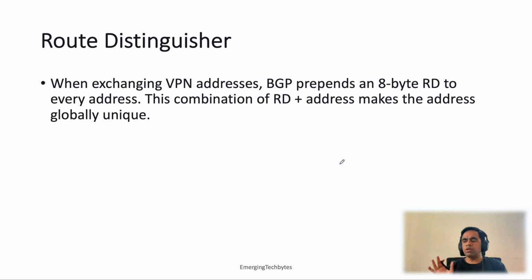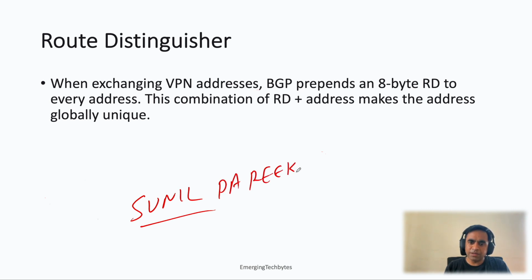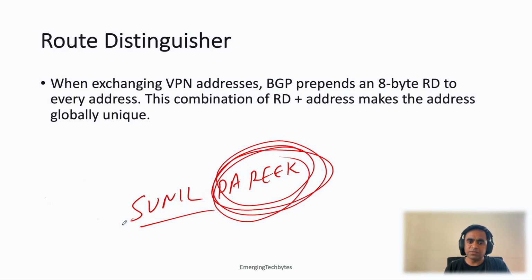Now let's talk about route distinguisher. To give you a very simple example of a route distinguisher, let's say there are two Sunils in a class. You come into the class and you call Sunil. I will raise my hand, the other person will raise his hand as well. But if you add a suffix, Sunil Pareek, I will only raise my hand, right? So you are adding this additional information, this suffix, or it can be a prefix as well, something that makes my name unique in that whole class. That is what your route distinguisher is. Whenever you exchange VPN addresses, BGP prepends this 8 byte RD, and this RD and address make the address globally unique.